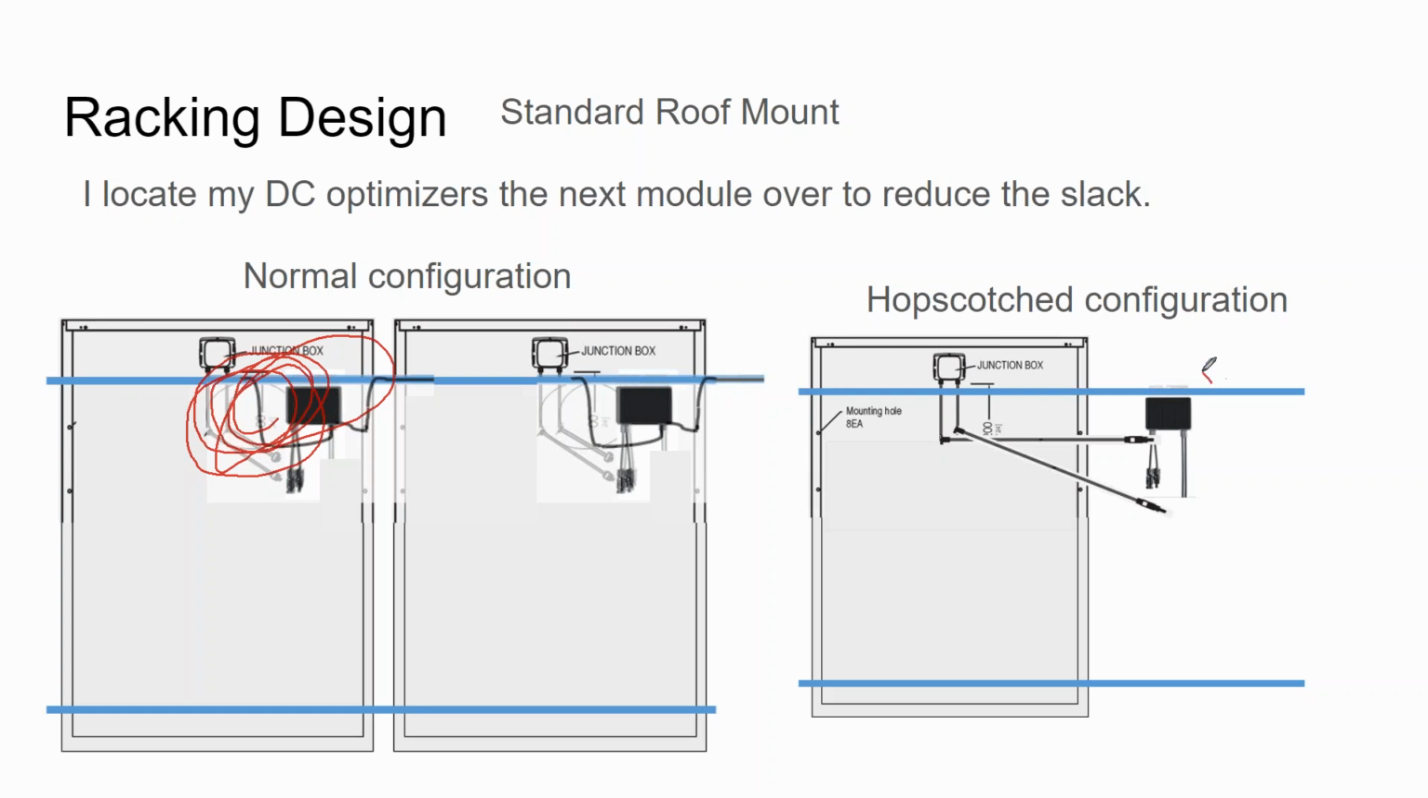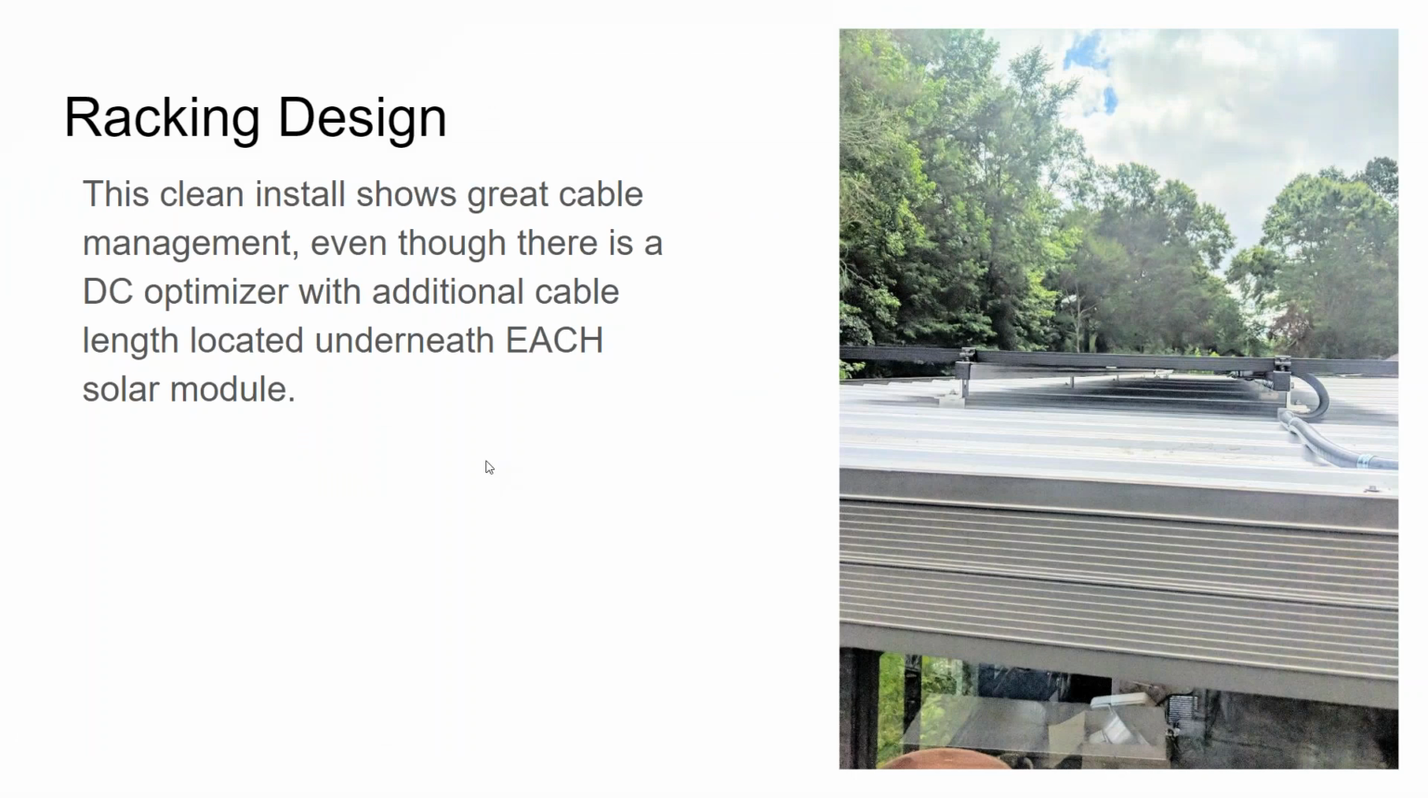What I do is I take my optimizer box and I space it out. I put it underneath the next module over, and that takes a lot of slack out, and then I shove it into the rail. And so aside from this flex conduit, which probably could have been done a little bit better, you can see underneath this module, you've got the optimizer here and all the extra slack going up and into this rail channel before it comes out of the array and goes back to the point of interconnection.